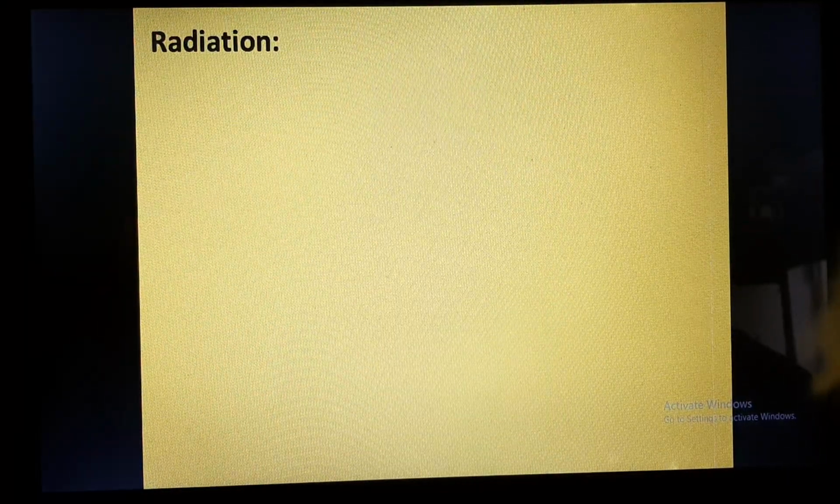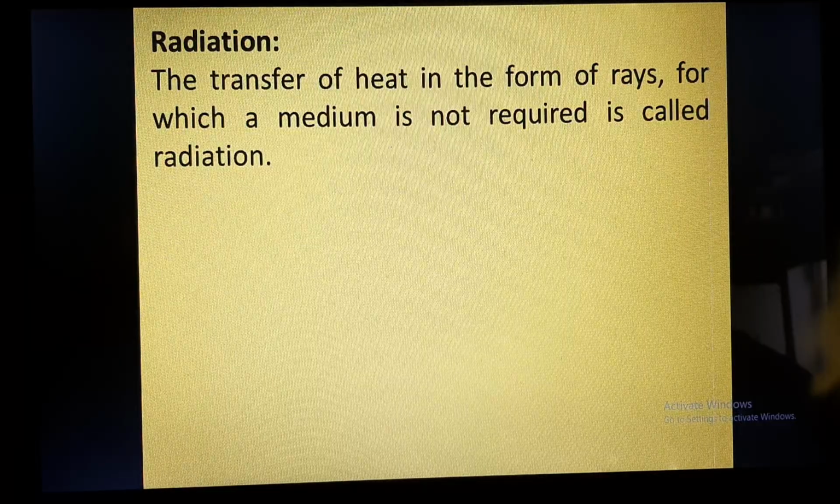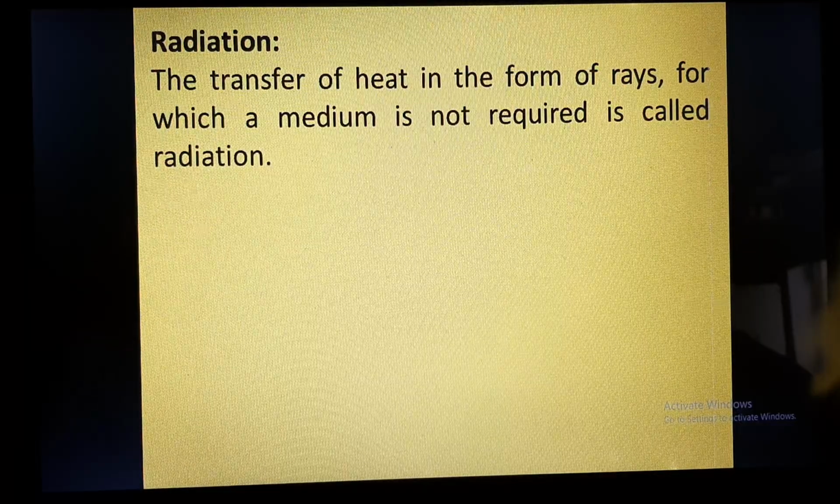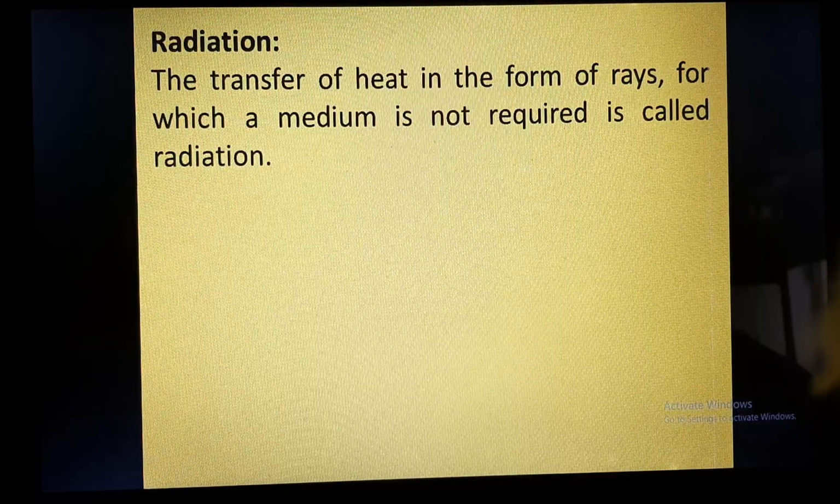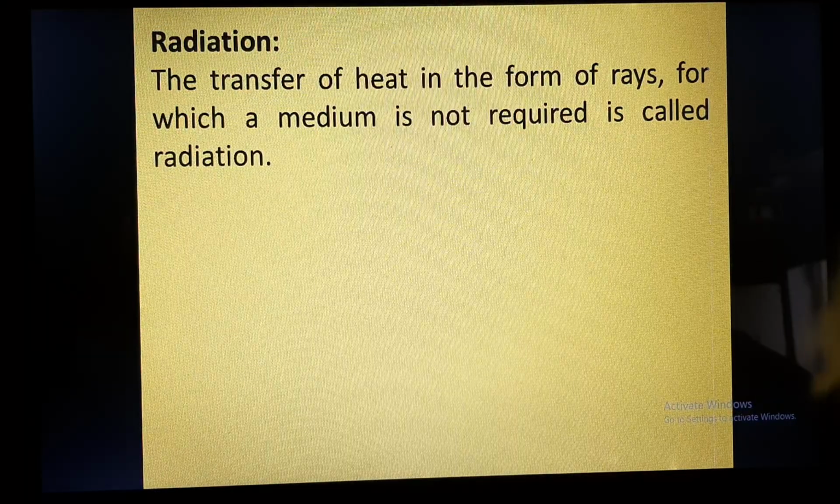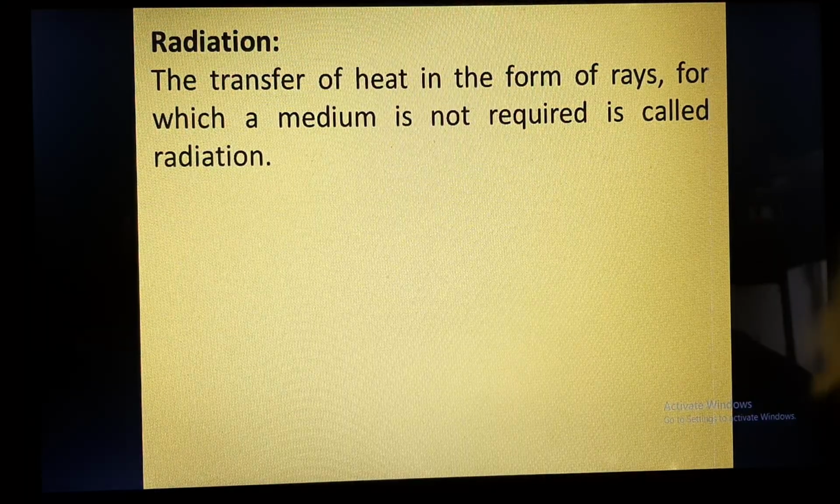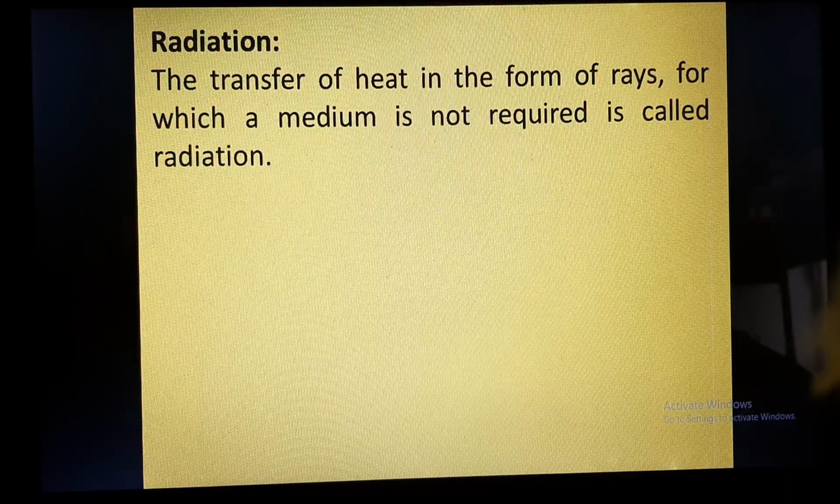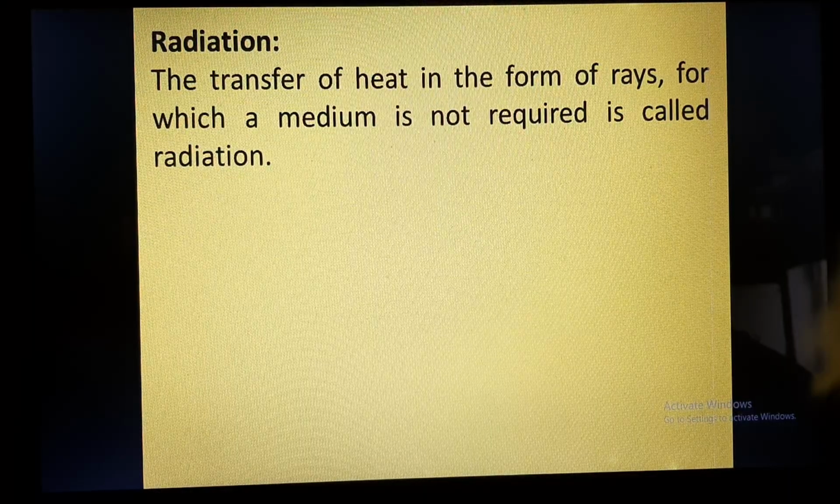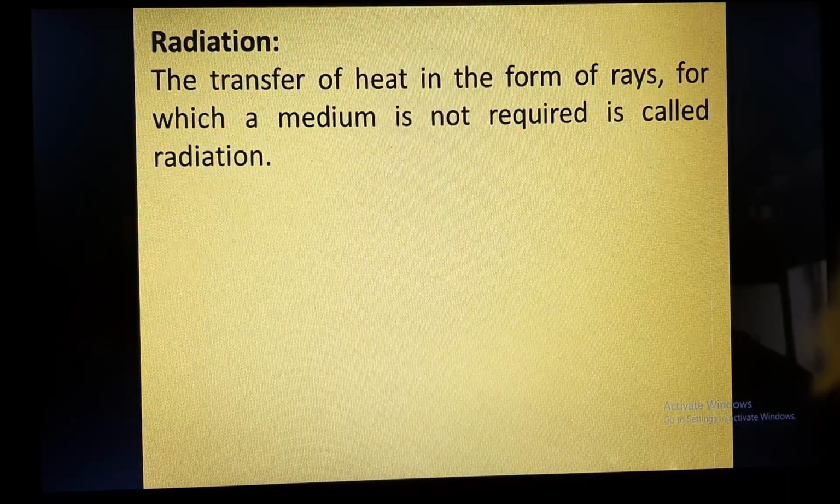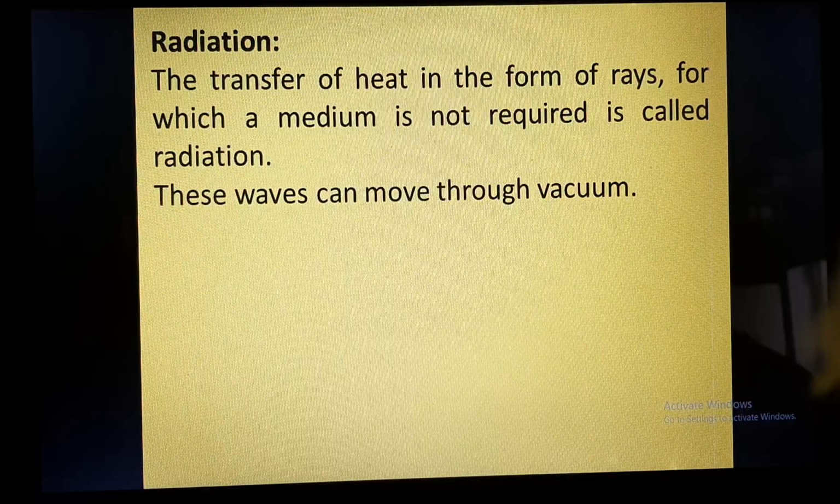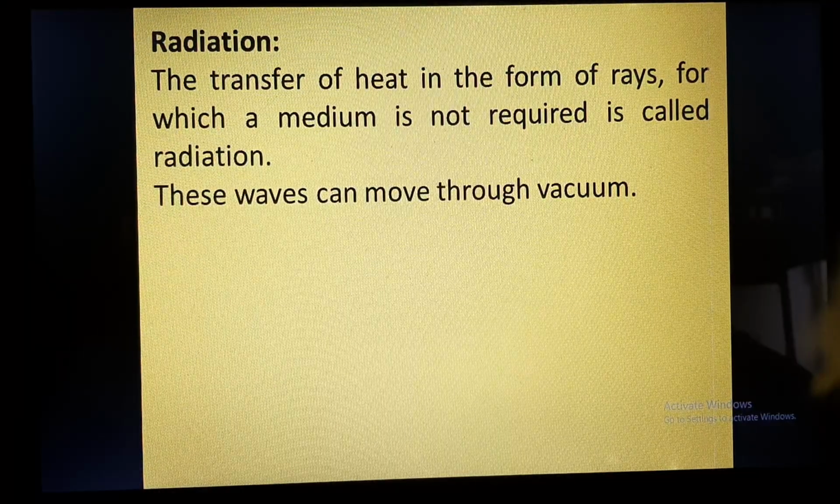Today we are going to discuss a mode of heat transfer which is called radiation. The transfer of heat in the form of rays, which does not require a medium, is called radiation. So basically radiation is a mode of heat transfer which occurs in the form of rays and it does not require a medium, that is solid, liquid or gas. So these rays can also move through vacuum.